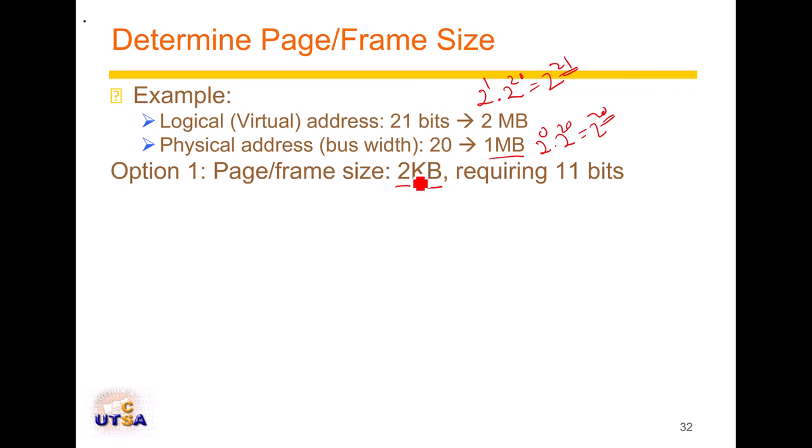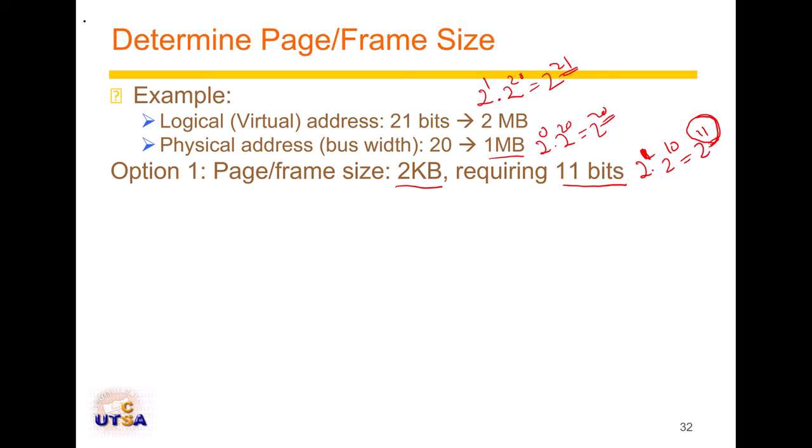And again, using the same notation, 2 is 2 to the power 1, and for kilo, we will have 2 to the power 10, so you have 2 to the power 11, right? So these 11 bits are required to address every byte within the page. Remember, that number is the number of bits necessary to access every byte within a given page or within a given frame, and we call that the offset.